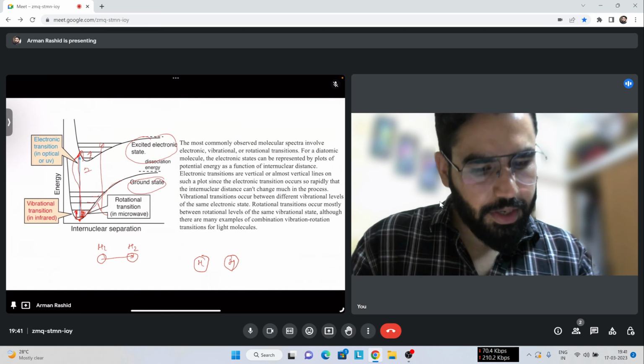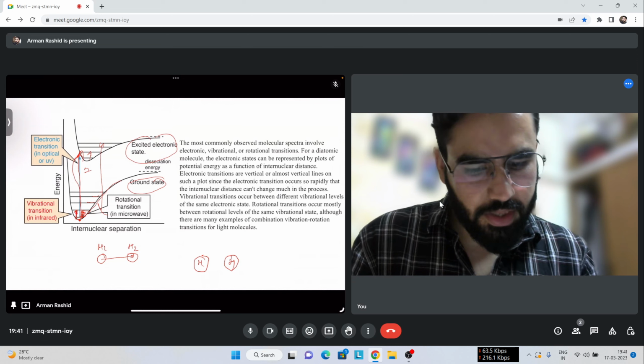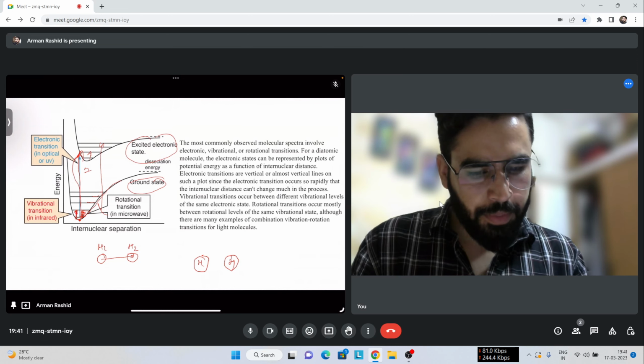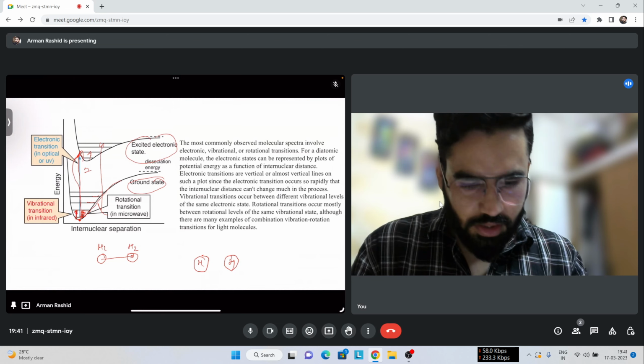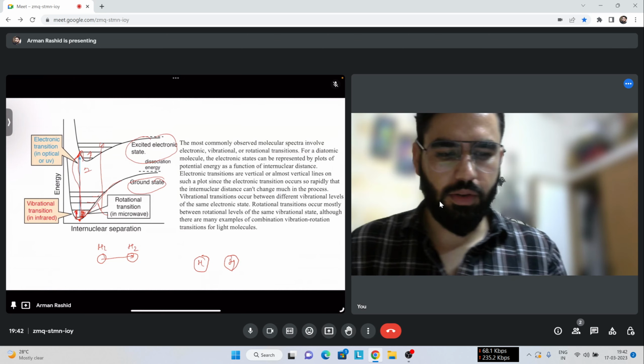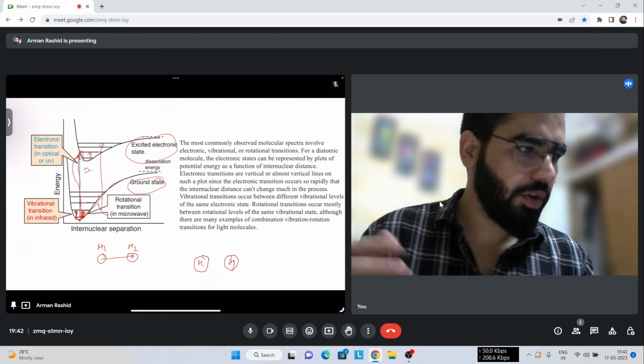Vibrational transitions occur between different vibrational levels of the same electronic state. Rotational transitions occur mostly between rotational levels of the same vibrational state, although there are many examples of combined vibration-rotation levels of a light molecule. So I have told you about that.